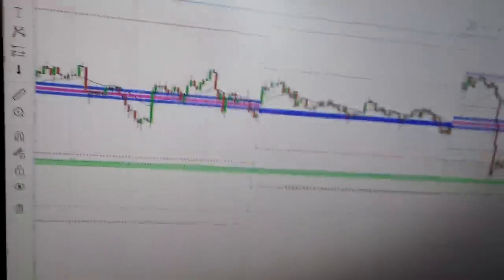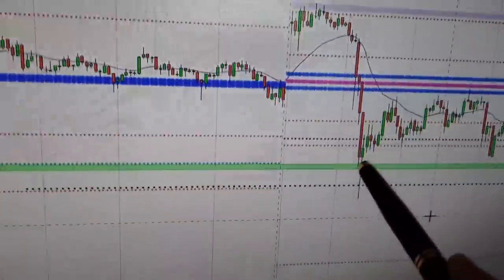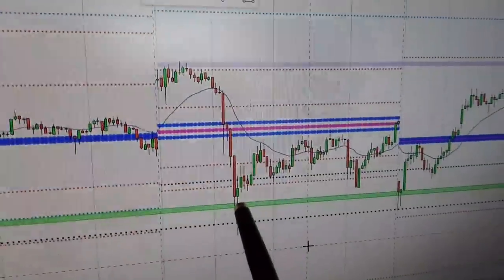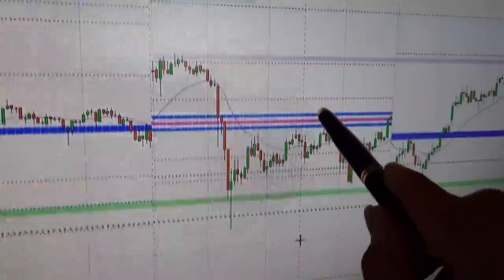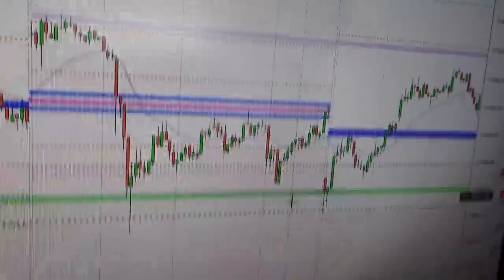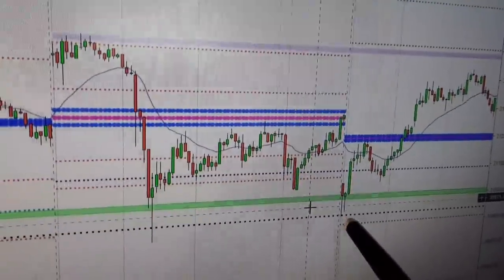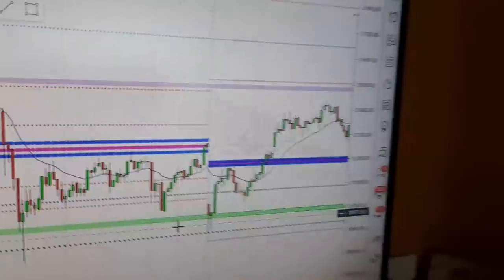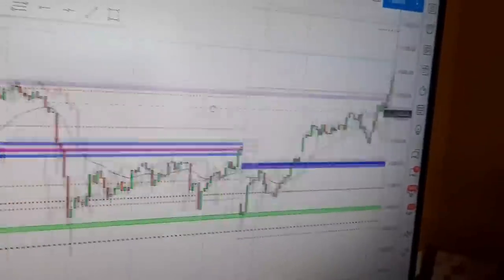Now, let us see what happened after that. 4th of January, what happened? Just look at this, guys. Same demand zone, it came, took the support, made a big bounce. Again yesterday, the market opened with a red candle, took a support here, made a green bullish pin bar, and again the market started rallying, right? So that means this is the demand zone.